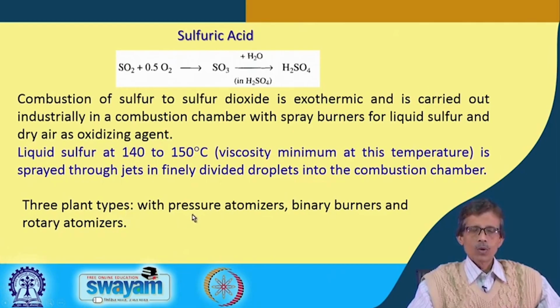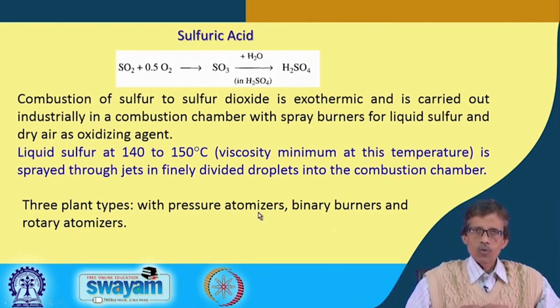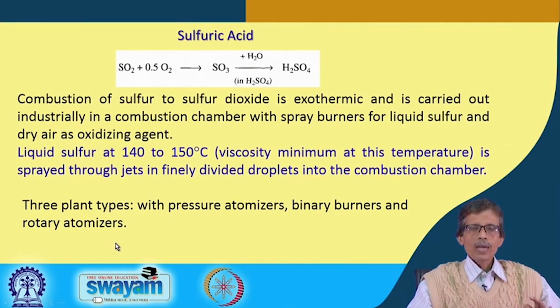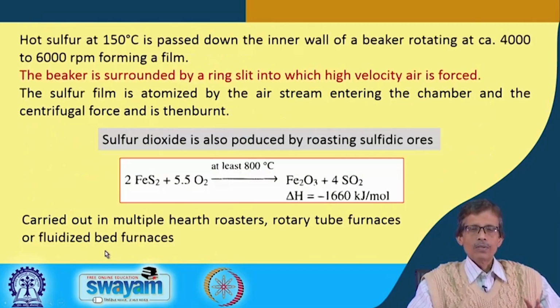So, three plant types are known: pressurized atomizers, that means we are forcing the liquid sulfur to spray inside, then binary burners and rotary atomizers. So, atomizers are nothing but devices where very fine droplets, mists, are formed from the liquid sulfur and sprayed inside. The way we spray differs for the different atomizers. We know that atomizers are also required for different spectrometers, such as the atomic absorption spectrometer, where the system is formed in such a manner that we spray and get the atoms of the corresponding elements or the metal ions.